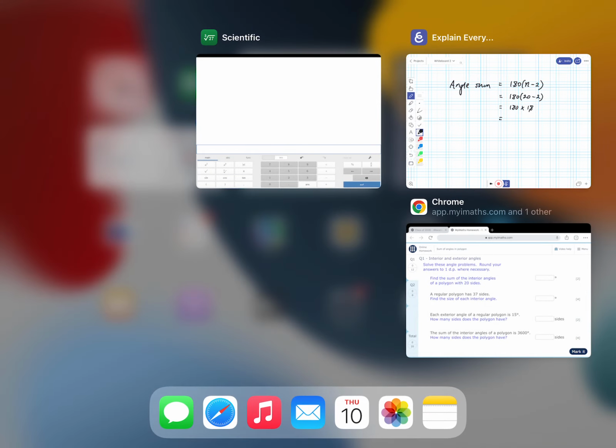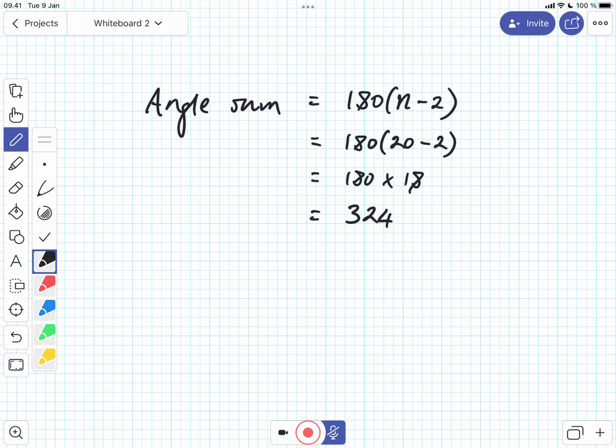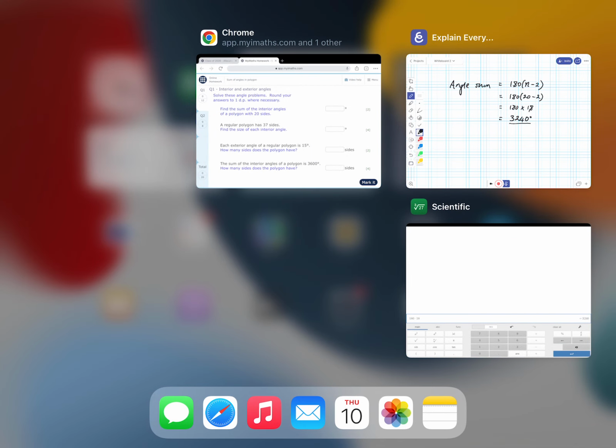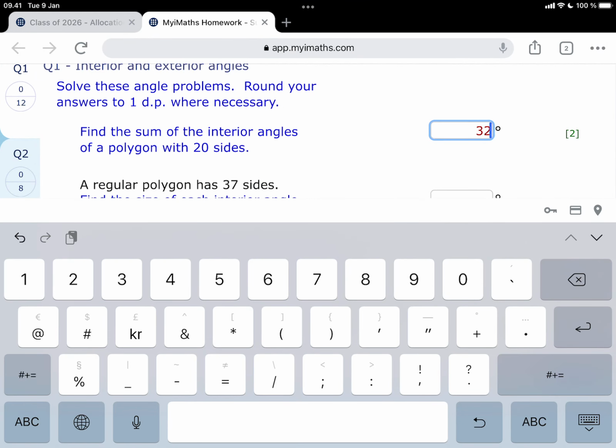Just get onto Desmos for that. 180 times 18 is 3,240. So let's just pick the right thing there. That one equals 3,240 degrees for my final answer. Could have underlined that better. Let's just try and do that more nicely. Yeah, still not great. But 3,240, fill that in on MyiMaths.